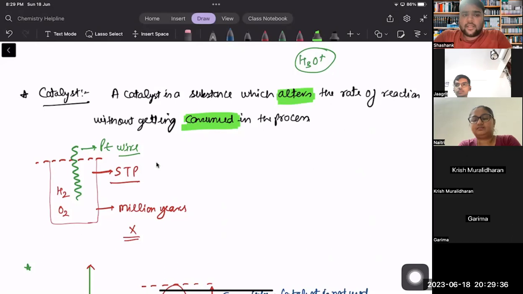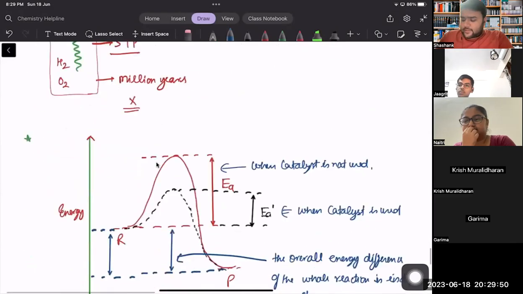In a similar way, catalyst actually just provides a surface for the breaking of the older bonds, so the new bonds can be formed. That's it. In most of the cases, it lowers the energy barrier. It lowers the activation energy, which we can see here.